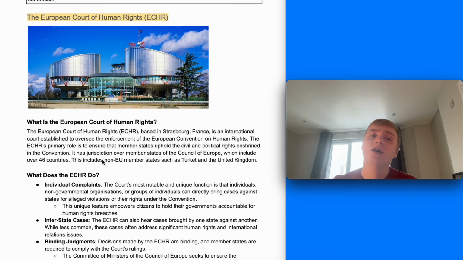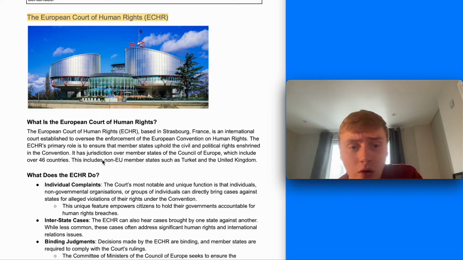So that was the ICC. What we're going to have a look at now is the European Court of Human Rights. The ECHR is based in Strasbourg in France, and it's the international court established to oversee the enforcement of the European Convention on Human Rights, which we saw was signed and set up in 1950. Its primary role is to ensure that member states uphold the civil and political rights enshrined in the Convention, and it has jurisdiction over members of the Council of Europe, which include over 46 countries.